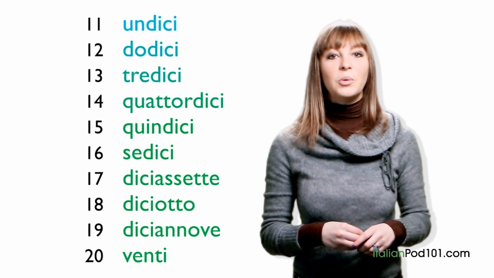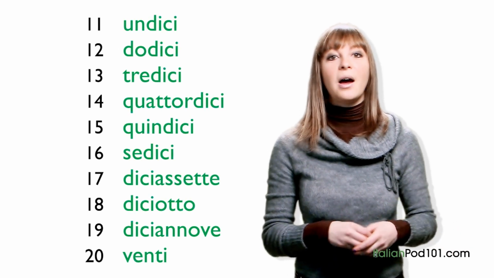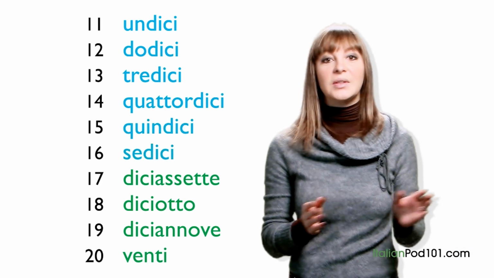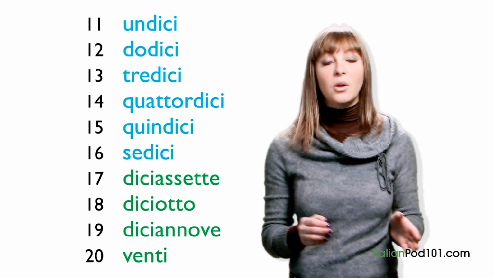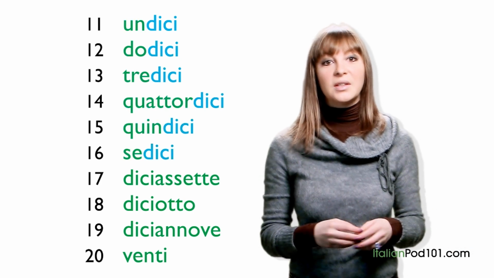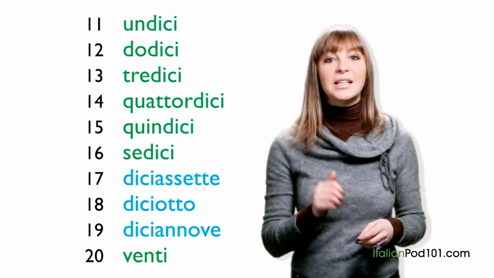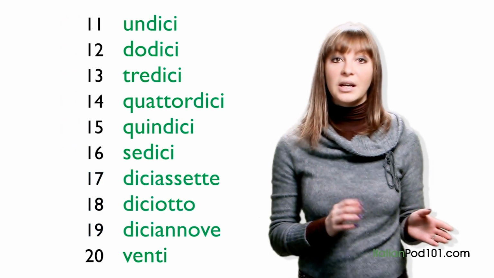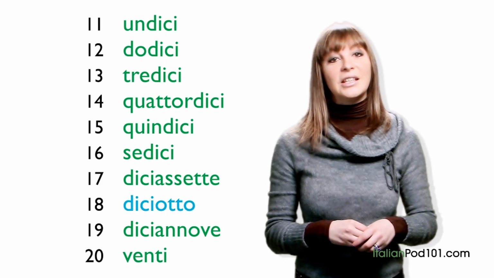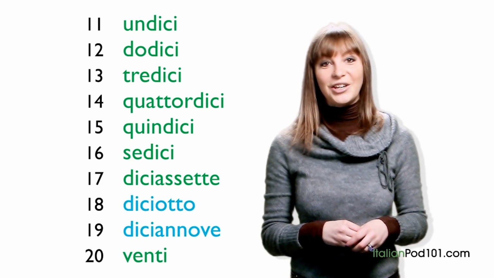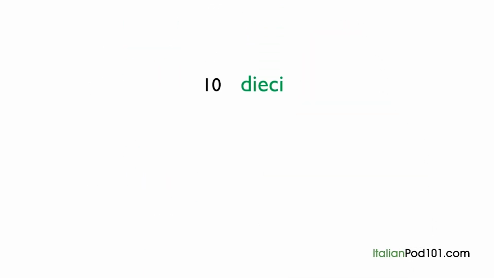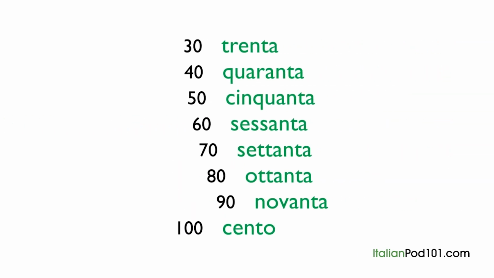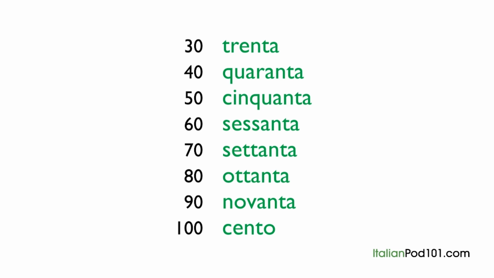The numbers from 11 to 20 may seem harder to remember, but please keep in mind that from 11 to 16, the numbers always end in dici, which stands for 10, but from 17, they switch into dicia, and the order is reversed, like 18 and 19. Counting from 10 to 100 is super easy. Now I'll give you the tens.